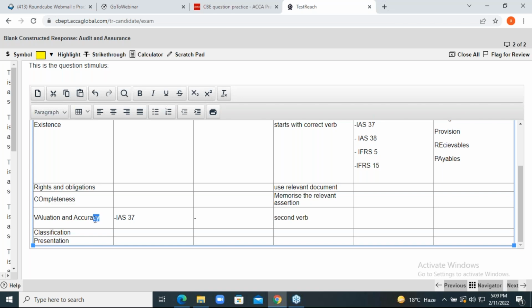As far as valuation and accuracy is concerned, they have different documents. In case of IS-37, there is correspondence and minutes of the meetings. In case of IS-2, the post-year-end bank statement is important and minutes of the meetings are important. In case of IS-16, minutes of the meeting and purchase invoice, or in case of selling an asset, the carrying value for financial statements and the sales invoice is important. So you can see according to the accounting standard, the documents differ. And for classification and presentation, you don't need to refer to any document.